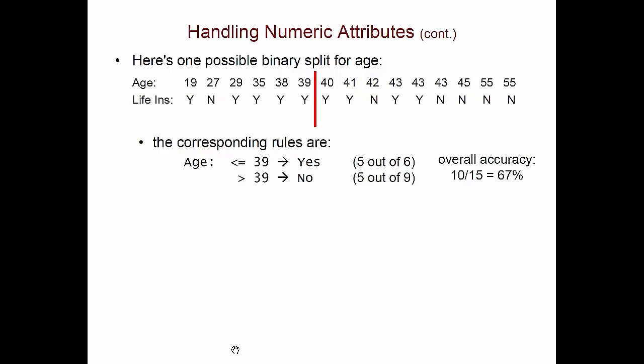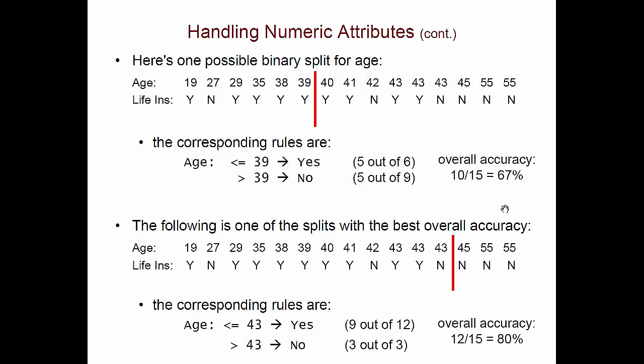So one possible split would be here, where you're saying everyone whose age is less than or equal to 39, because they're to the left of the split, we're going to predict one thing. And everyone to the right of that split, everyone whose age is greater than 39, we're going to predict something else. And based on the majority of class again, you can see that the majority of the people on the left of that split are yeses, 5 out of 6. The majority on the right are no's, 5 out of 9. That accuracy is 67%.